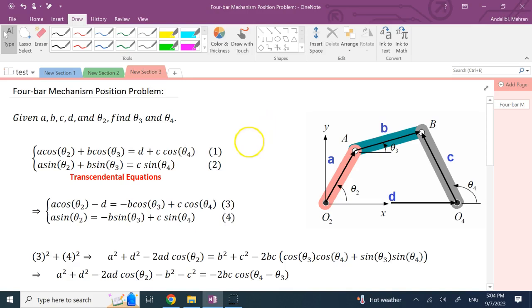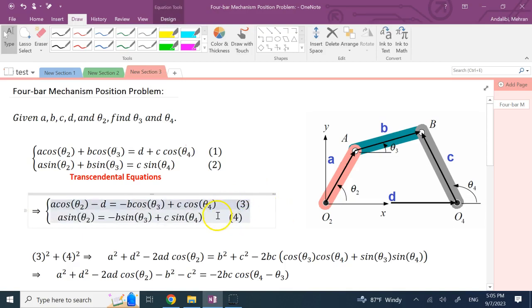So what do I do? If I call the top equation 1 and the bottom equation 2, the first thing I do is bring this D on the top equation to the left side, and then this B cosine theta 3 to the right side, so they both become negative, as you can see. In the bottom equation also, I bring this B sine theta 3 to the right side, so it becomes negative B sine theta 3. So I rearrange and rewrite 1 and 2 into 3 and 4.